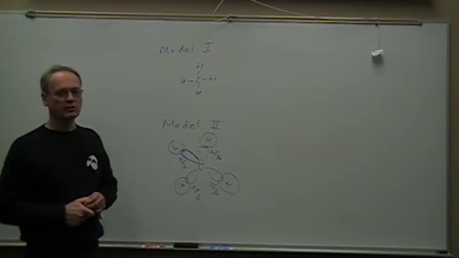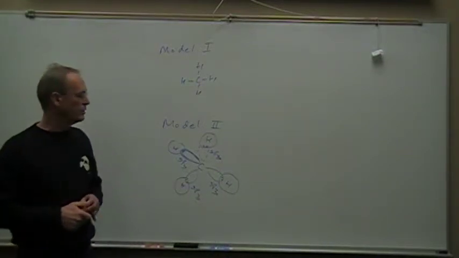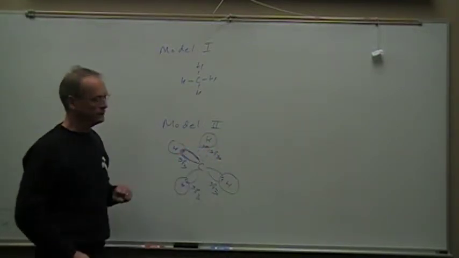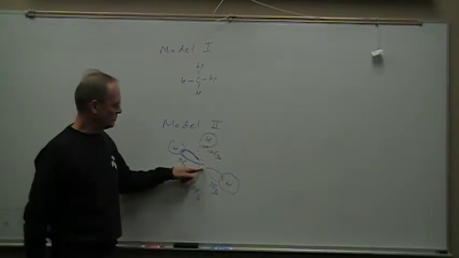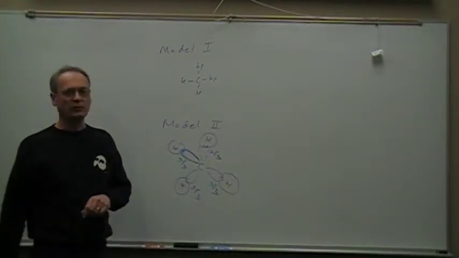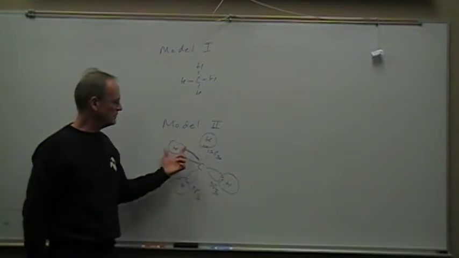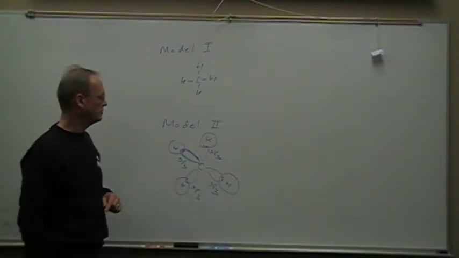What we really want to do is look at molecular orbitals. So how are we going to come up with molecular orbitals that are going to involve all of these atoms, 1 carbon and 4 hydrogens? Well, here's how we're going to do it. We're going to look at each of these bonds individually as if it's a separate part of the molecule.